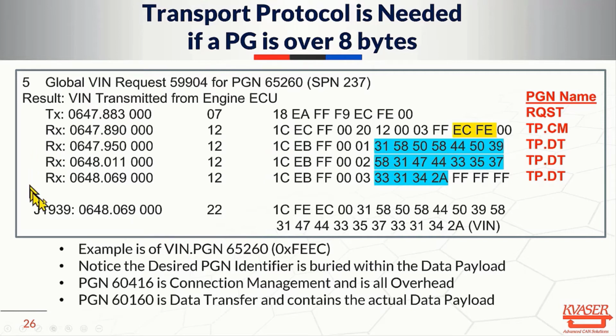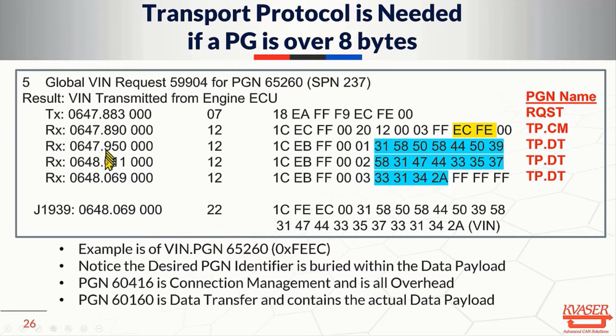Our tool receives 4 messages that contain the data that answers this request. The first of those 4 messages is the transport protocol command message, and it's here. I won't break down everything in it, but basically it says there are 3 frames of data coming, and this is PGN FEEC. So we embed the PGN that's actually going to be transmitted within the data here in this transport protocol.